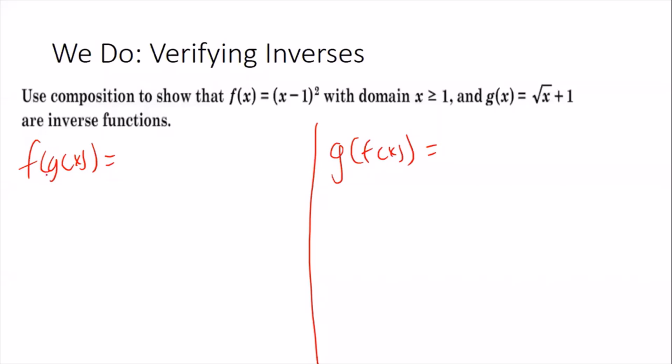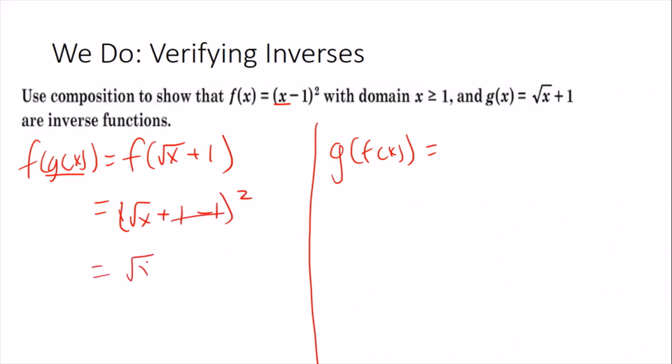So here, we're substituting in g of x, which is the square root of x plus 1, where x is, it now becomes parentheses, square root of x plus 1 minus 1 squared. Your ones cancel out, and you're left with square root of x squared. Your square and your root cancel out, and you're left with x. So are they inverses? Yes.